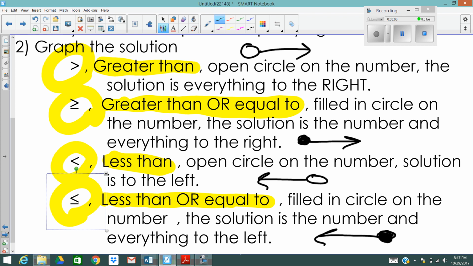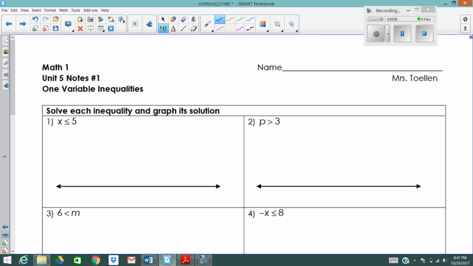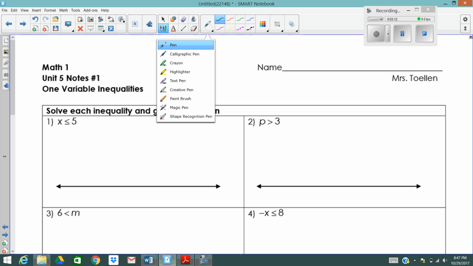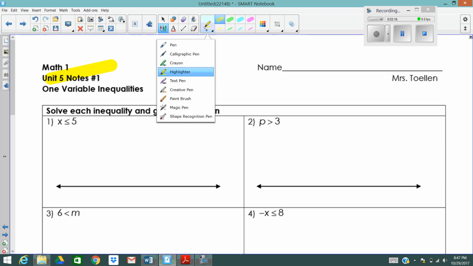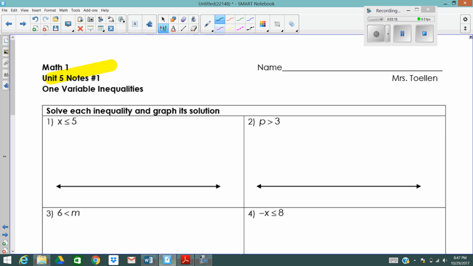So let's actually do a few examples. Go ahead, turn to your in-class note packet and turn to notes number 1. We're going to do these together. Our first one is x is less than or equal to 5. Already isolated. x is the only thing on the left side, and it's on the left side, the side that we want it to be on.